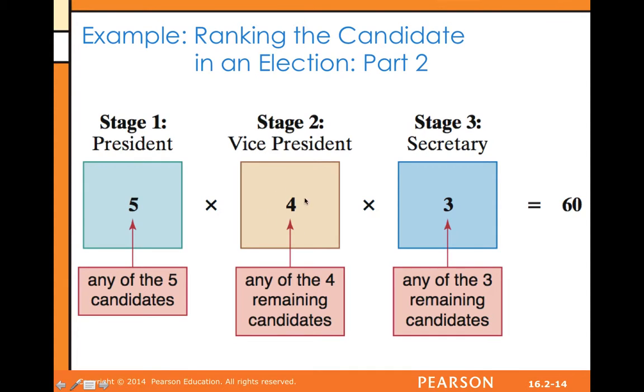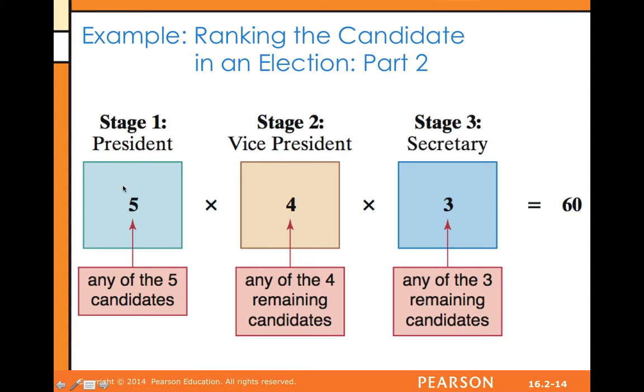Right, so there are only 4 candidates left when we get to this stage. That's why there's a 4 here and not a 5. If you write a 5 here, it's like you're assuming that the person you chose here could also be vice president. And that's not true. Whatever name is written here cannot also appear here.